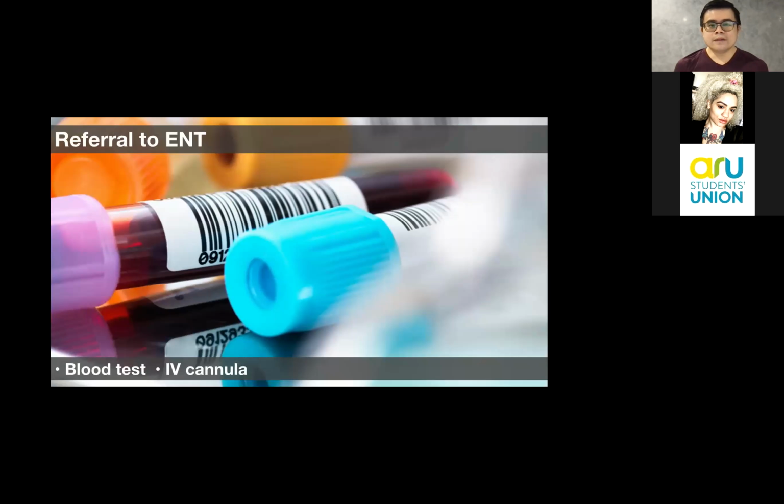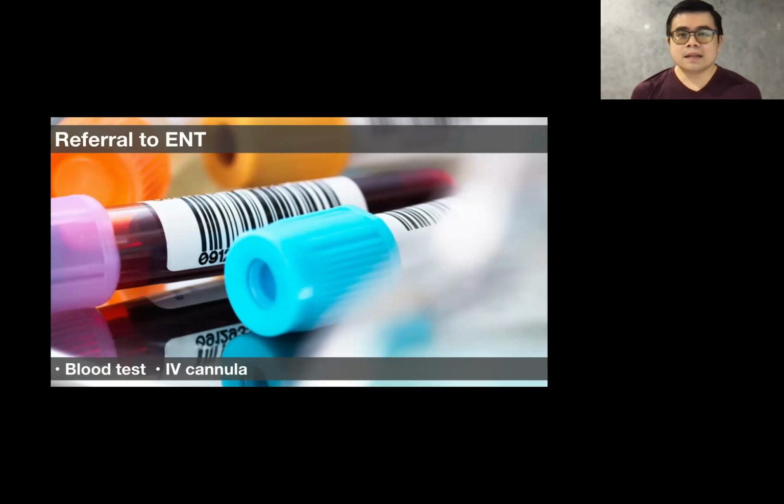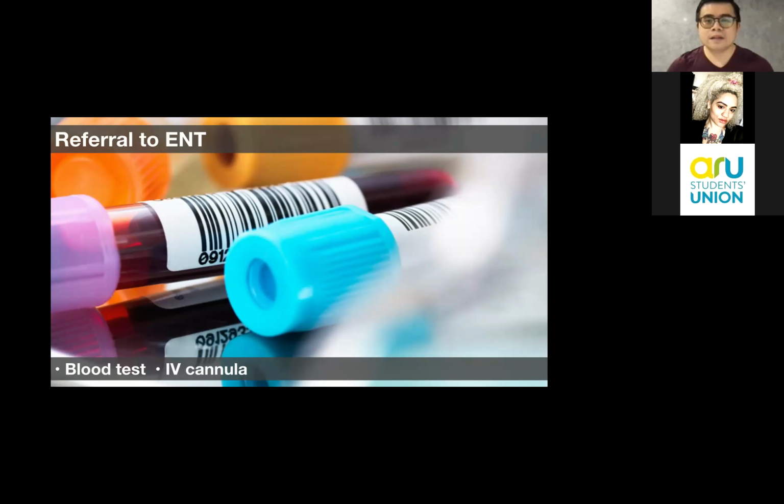So let's say after 20 minutes, the patient's bleeding slows down but continues to ooze some blood. Normally this is when the emergency department doctor will refer the patient to ENT for further management. At the same time, they should have taken some baseline blood for full blood count and clotting screen. And if you suspect the patient has been losing a lot of blood, you want to send some blood for group and save or cross match, and also insert an IV cannula in case the patient needs IV fluids or blood transfusion.